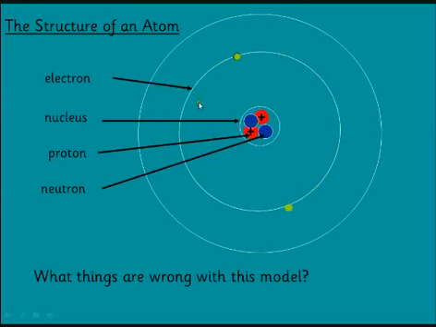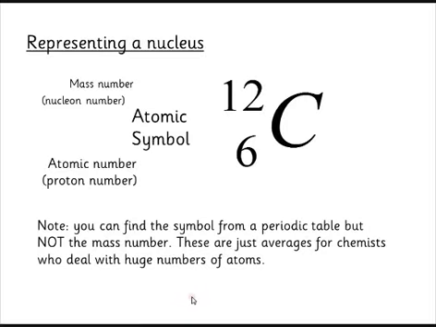Whether the electrons can really be represented as little points going round is another interesting question we'll come back to later in the module. So there's a few things wrong with that, but it's a good enough working model for us to have in our minds at the moment.